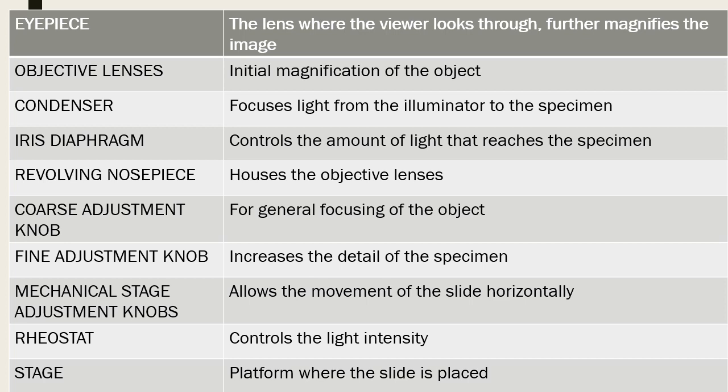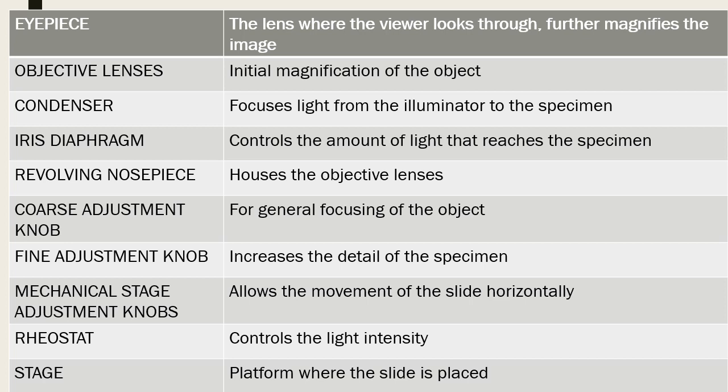Okay? And then you have your mechanical stage adjustment knobs, and they allow the movement of the slide horizontally. You can move it left to right, as such. So again, it allows the movement of your slide horizontally. Your mechanical stage adjustment knob is otherwise known as your X and Y stage knobs.